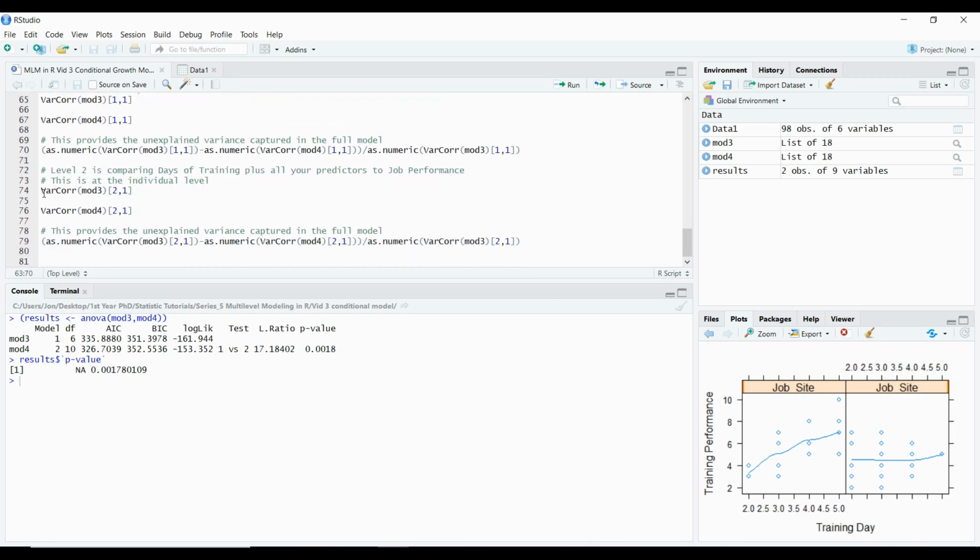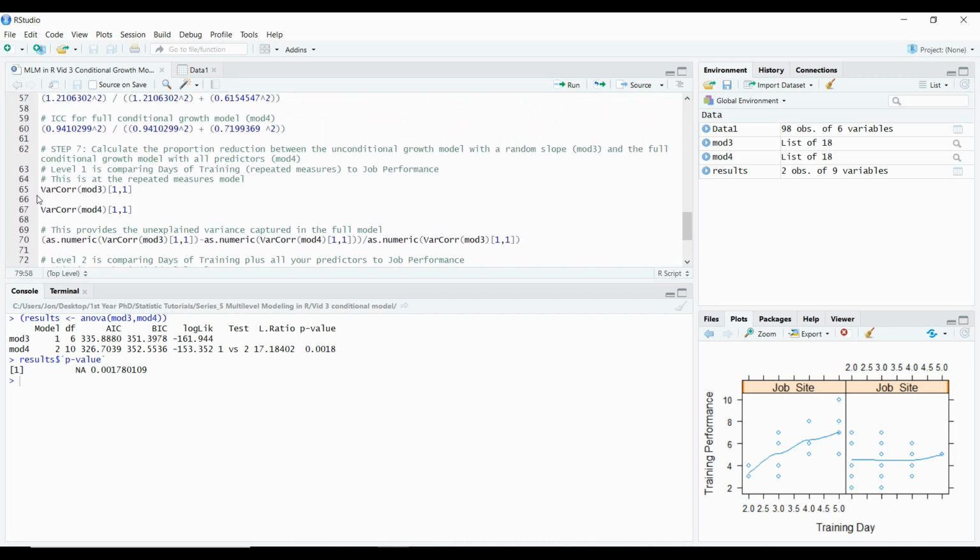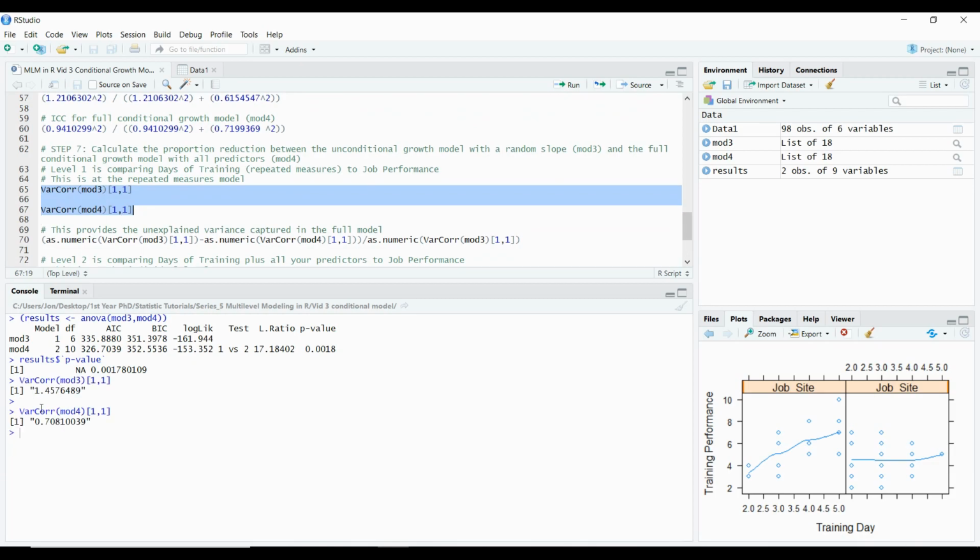And then for level 2, which is here, you can see it's 2-1, whereas above it's 1-1. So for level 2 here, we're going to be comparing days of training plus all the predictors we're including in our model now, to see how much of that unexplained variance is being captured within the full model as well. So let's quickly run this first step here, looking at level 1. So we have our values here.